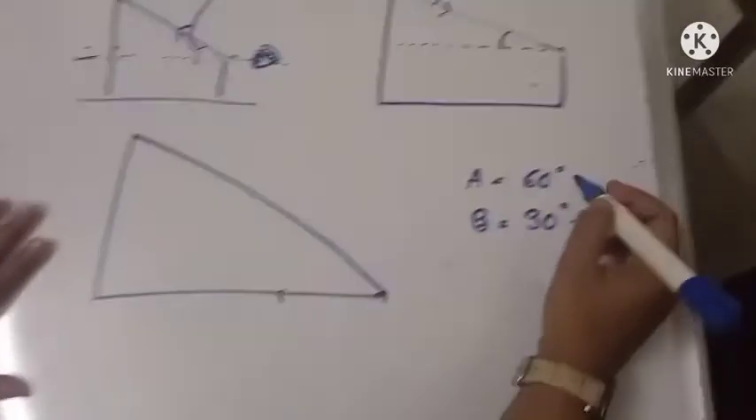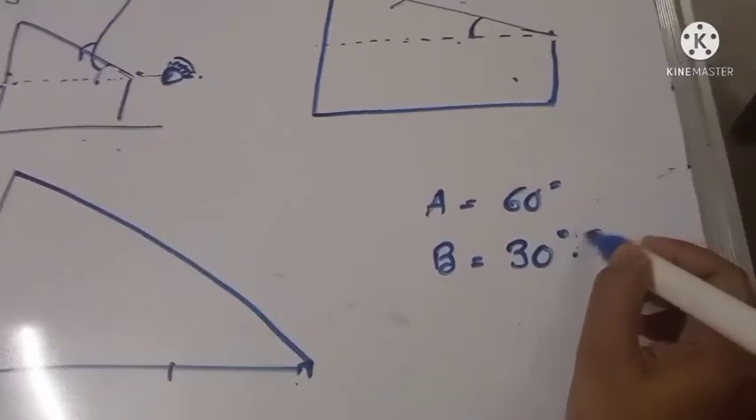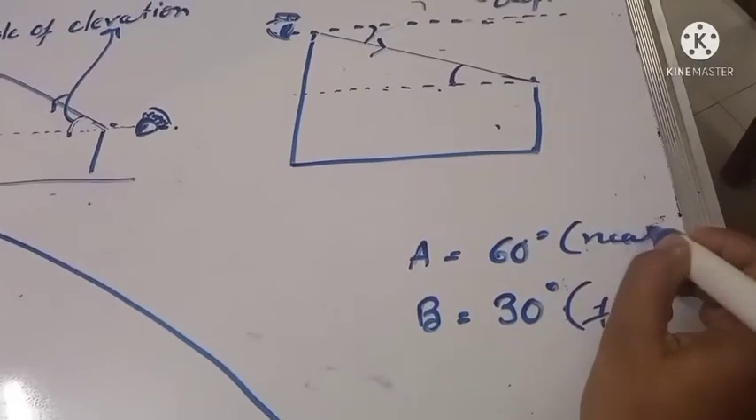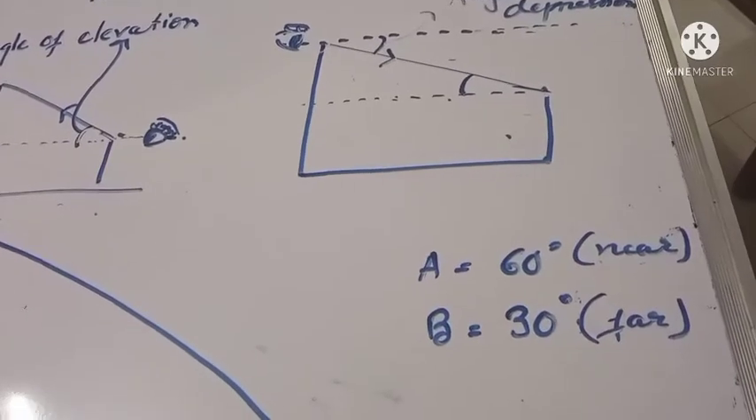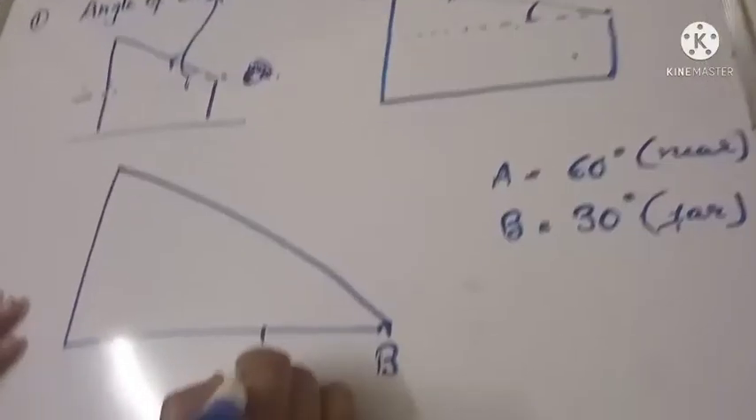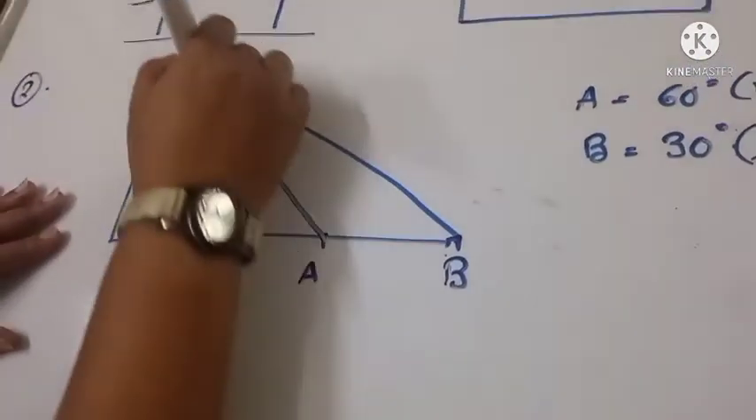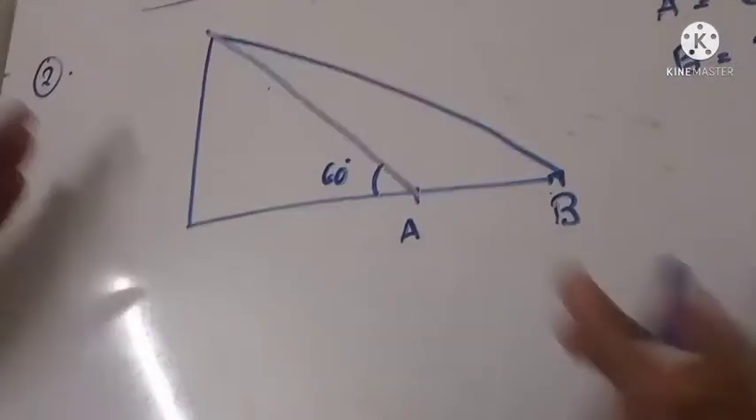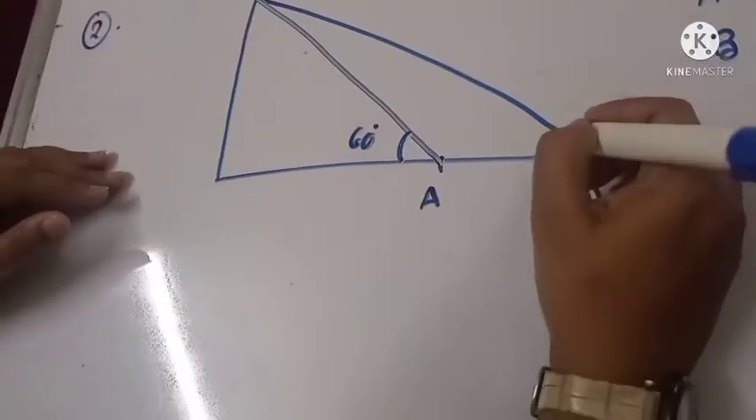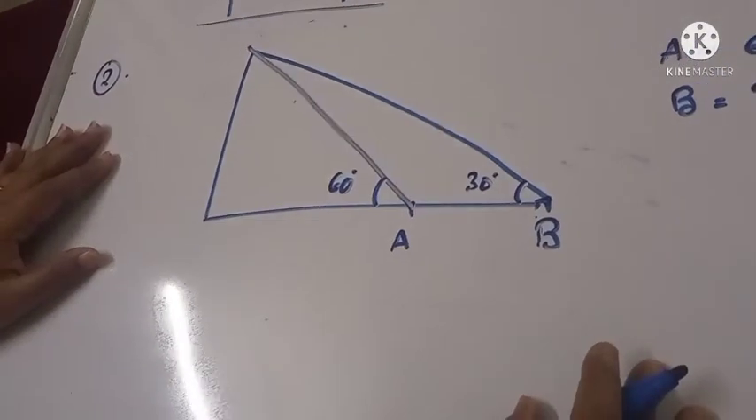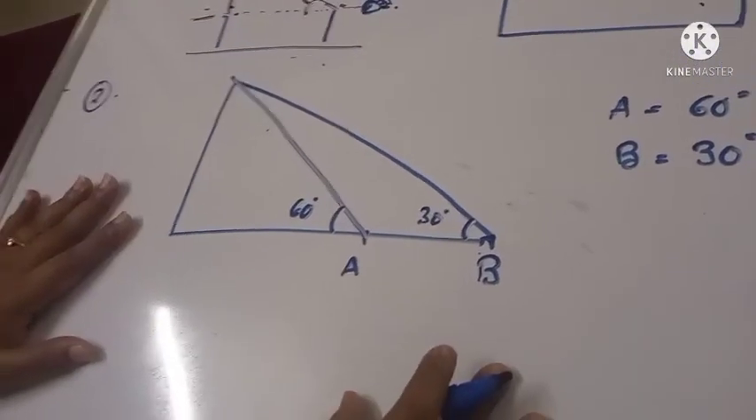See, it is very easy. When you are far from the tower, your angle of elevation is less, and when you are near the tower, your angle of elevation will always be greater, right? So this will be your B and this will be your A, because at A the angle of elevation is 60 degree, which means the person is nearer to the tower and at B he has moved away from the tower. So this is your diagram for your problem.